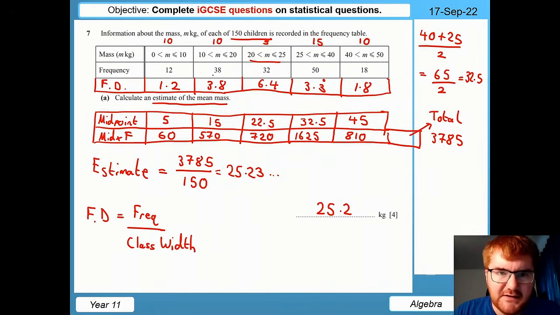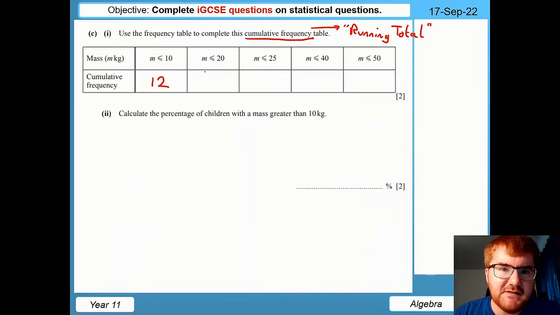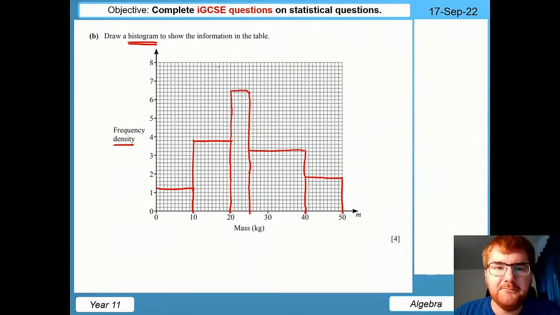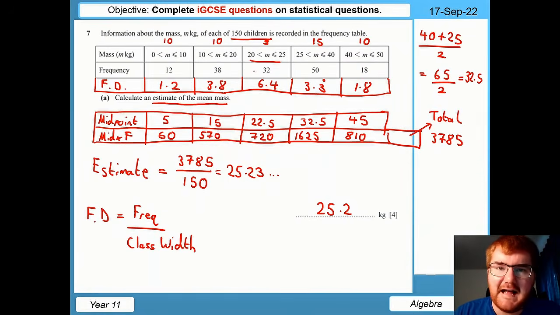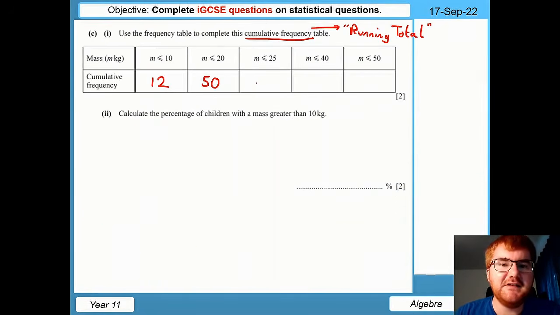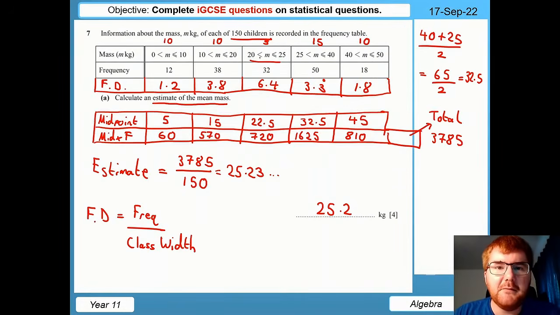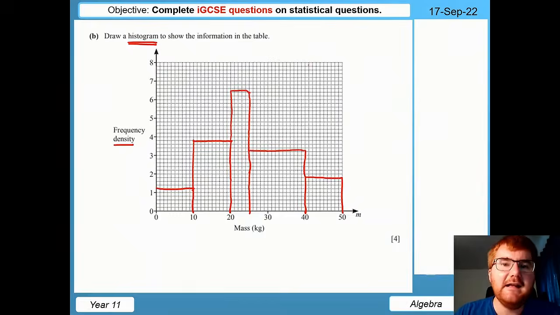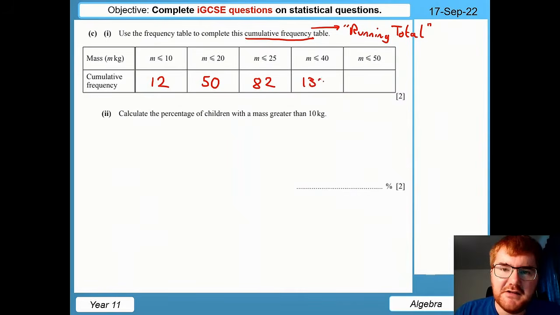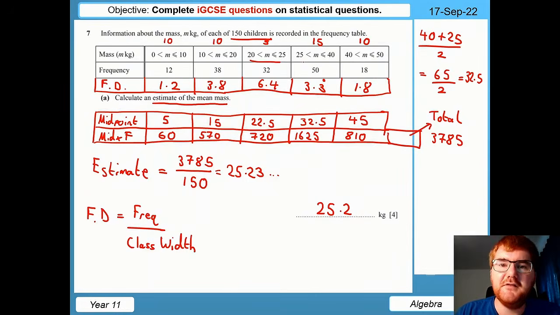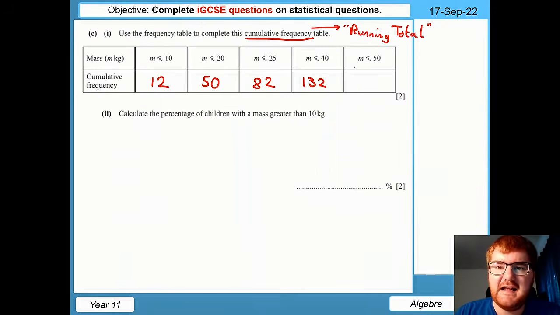Well, 12 plus 38 is equal to 50. So the next one will be equal to 50. Then we've got our 50. We add on 32 to it. That gives us 82. So we just keep adding these results on. Then we've got 82 plus 50. That's equal to 132. And then the last one, 132 plus 18 is 150. And a really good double check to do here is this number should be equal to the total frequency.